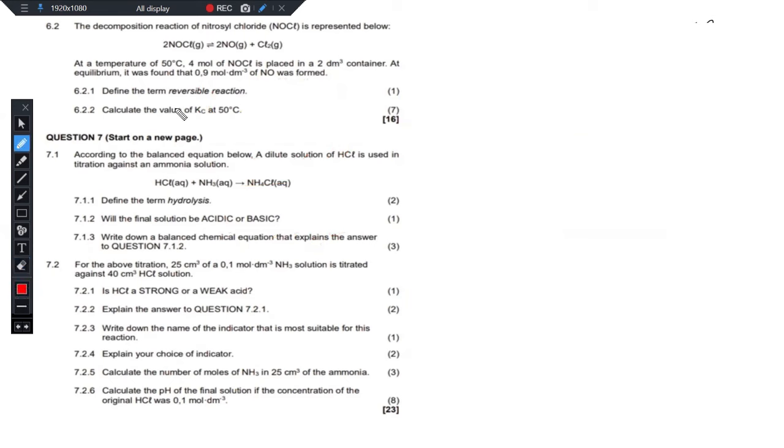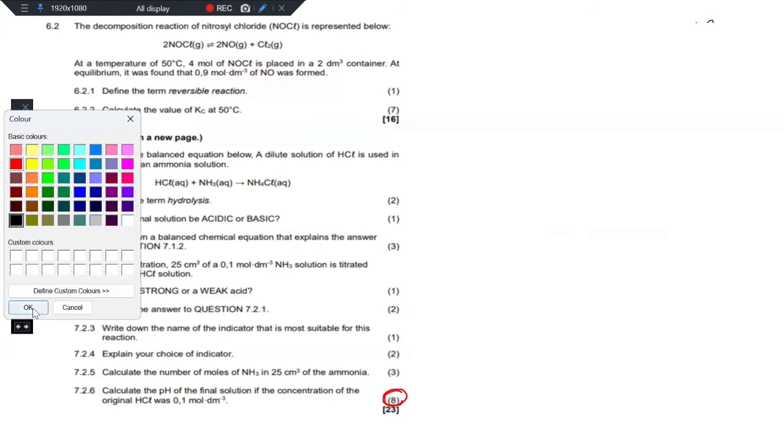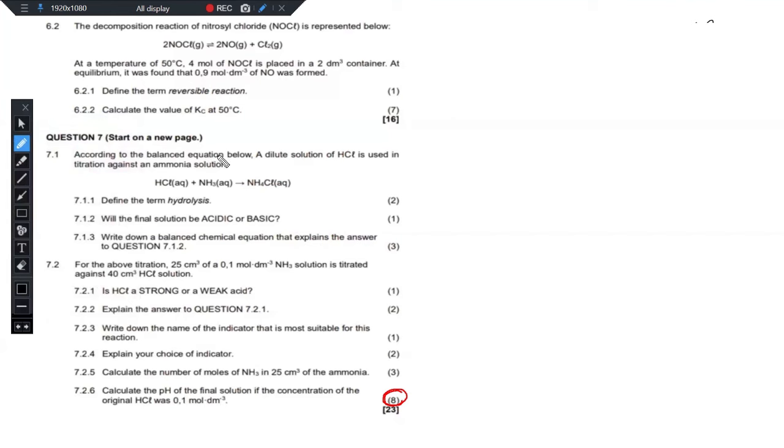Then, okay, let's go to our friend, question 7. We also know that when it comes to acids and bases, that final question there is worth about 7 or 8 marks. Then 7.1: according to the balanced equation below, a dilute solution of HCl is used in titration against an ammonia solution. Then 7.1.1 says define the term hydrolysis.